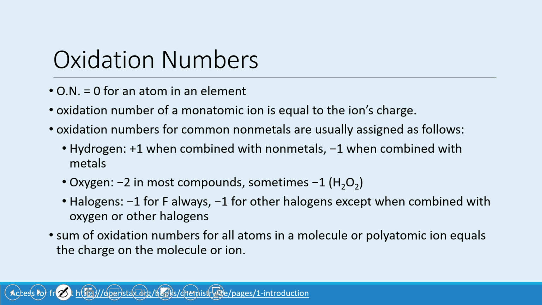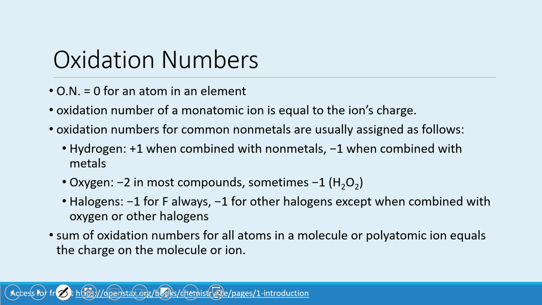And then the rest of them were mostly focused on the nonmetals, looking at those oxidation numbers. Hydrogen will usually be a +1 for the purposes of this class. You have the rare occasion if hydrogen is attached to a metal, then it will have a -1 charge. Oxygen, most of the time, will be a -2, except when you see it in hydrogen peroxide, then it would be a -1.